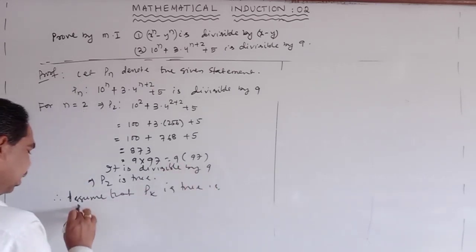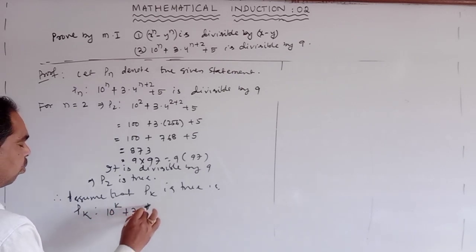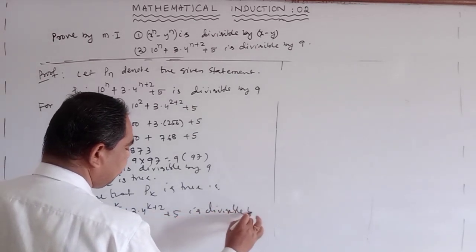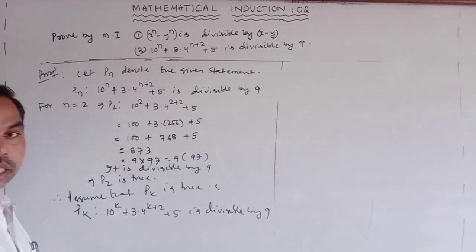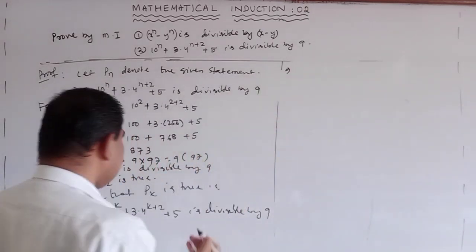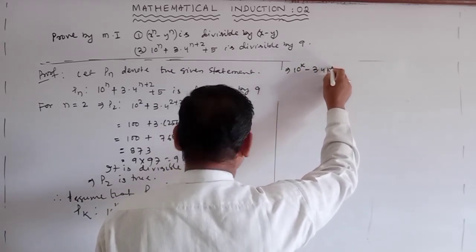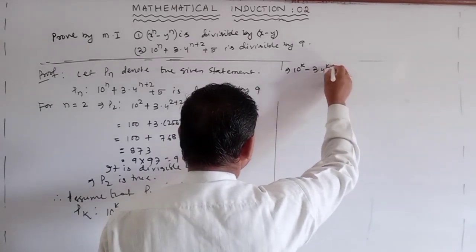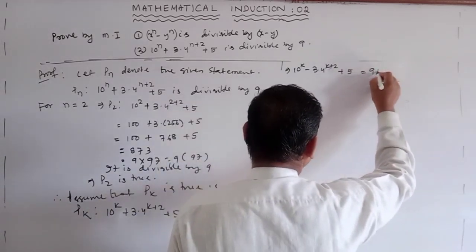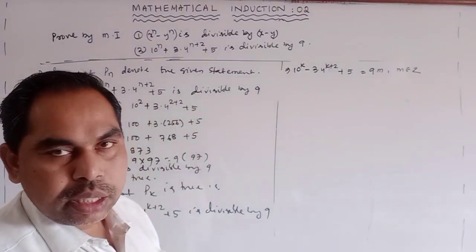That is Pk such that 10 to power k plus 3 into 4 to power k plus 2 plus 5 is divisible by 9. So this implies we can write 10 to power k plus 3 into 4 to power k plus 2 plus 5 is equal to 9m, where m belongs to Z, because this is divisible by 9. So you can write this is equal to 9 into an integer.